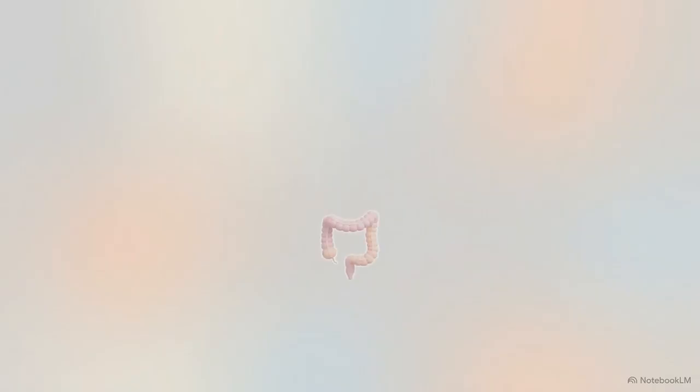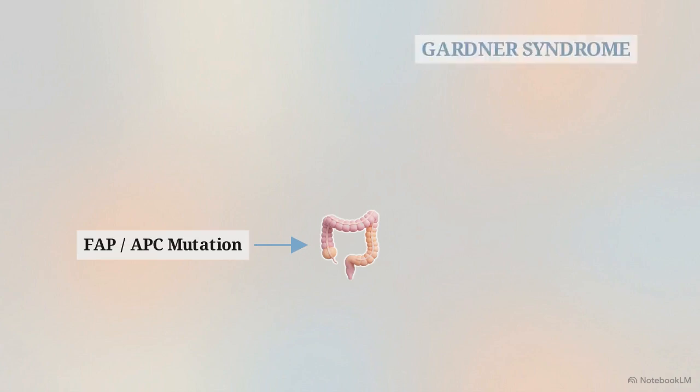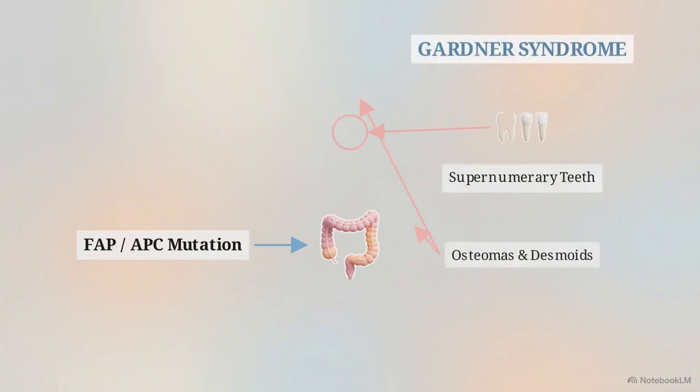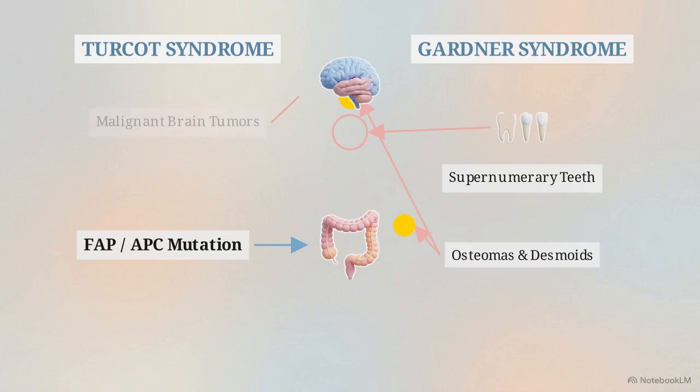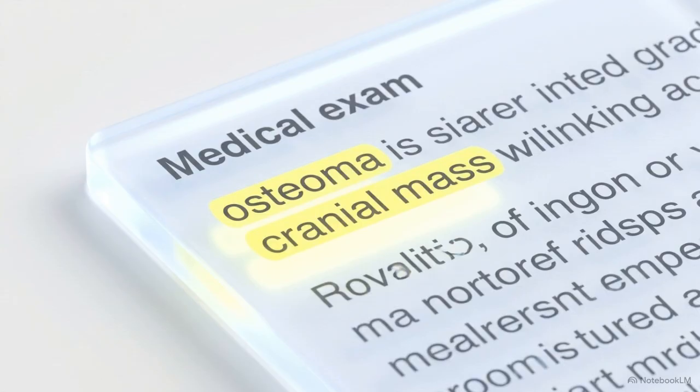This anatomical map shows how FAP presents with extra-intestinal features. Gardner syndrome, remember Gardner grows things outside, pairs FAP with osteomas, desmoid tumors, or supernumerary teeth. Turcot syndrome, remember Turcot wears a turban, pairs colonic polyposis with malignant brain tumors. In a clinical vignette, the presence of bone growths or a cranial mass differentiates these specific FAP variants from isolated polyposis.